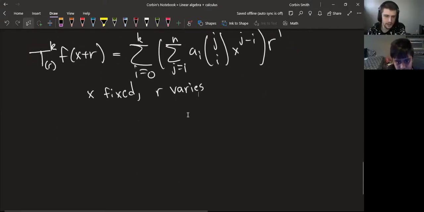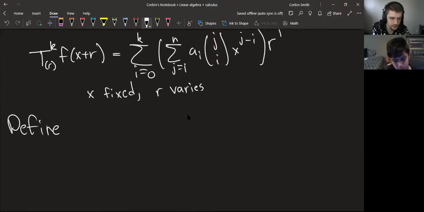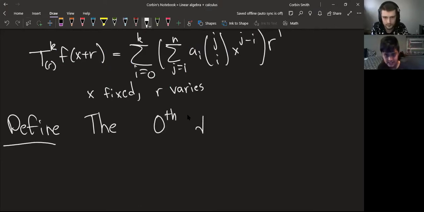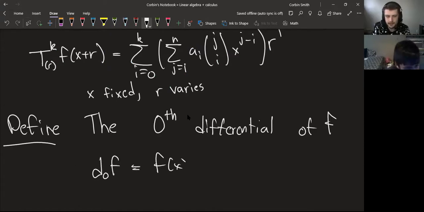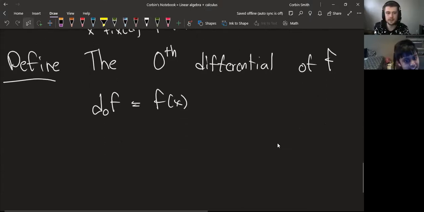Well, for our definition of a differential, let's define a differential. I know that when a derivative of an expression in A and B is taken with respect to A, then B is regarded as constant. So I'm going to say that d_0 of f is just equal to f of x. This is a lowercase d, for differential.